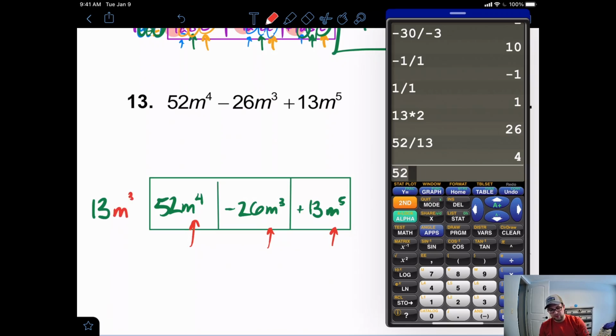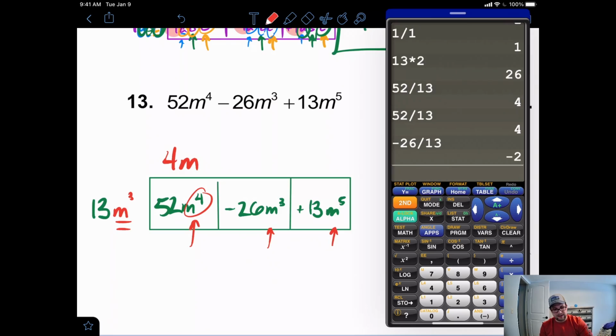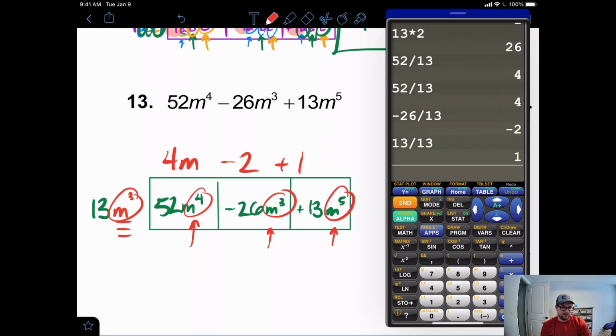So 52 divided by 13, that gives us 4. We started with 4m, we lost 3, so we do have 1 that's left. Then we go to the next term. Negative 26 divided by 13, hey, that's negative 2. We started with 3m's, we pulled out 3m's, so we don't have any m's left there. Now let's go to the last one. 13 divided by 13 is 1. We started with 5m's, and then we lost 3 of them, so we do have 2 that are left.